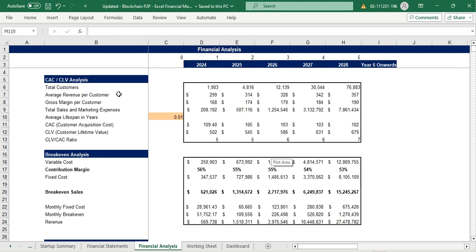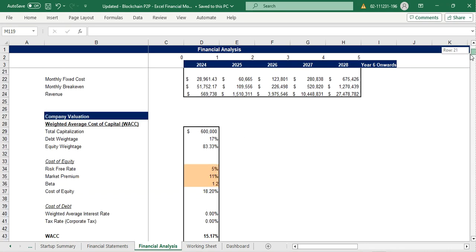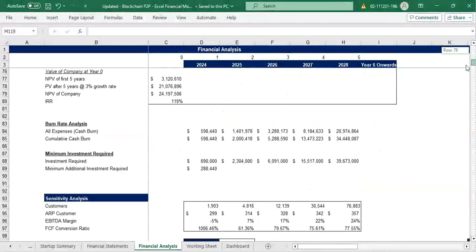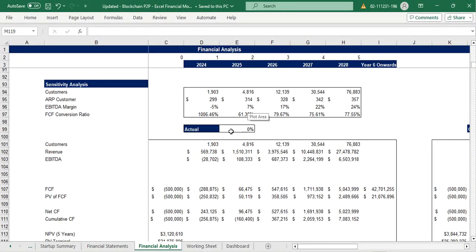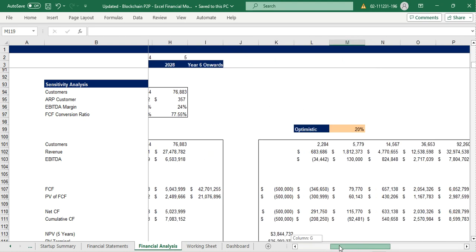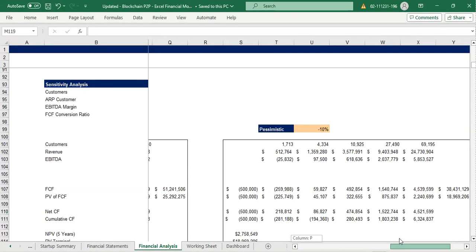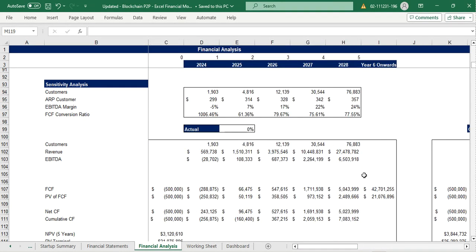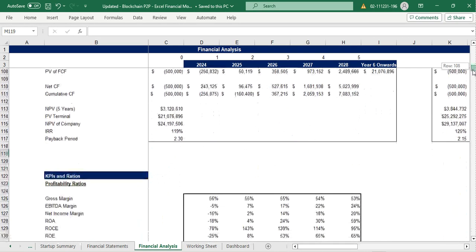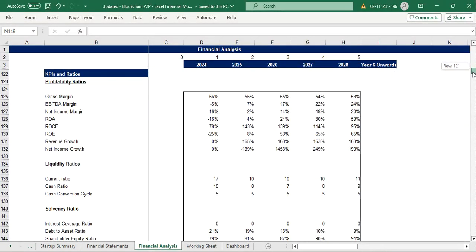Financial analysis contains the customer acquisition cost, customer lifetime value analysis, break-even analysis, company valuation and sensitivity analysis which shows the actual scenario, optimistic scenario and pessimistic scenario. Next up we have some important KPIs and ratio analysis.